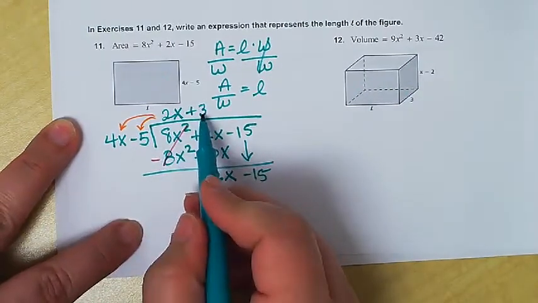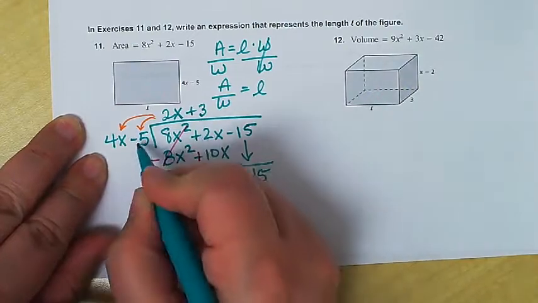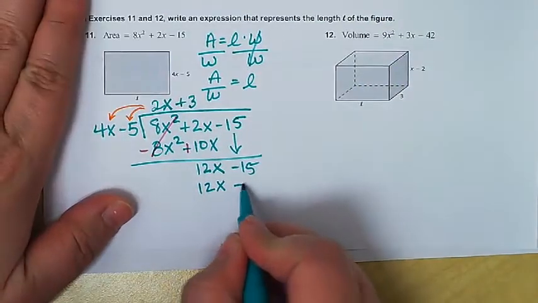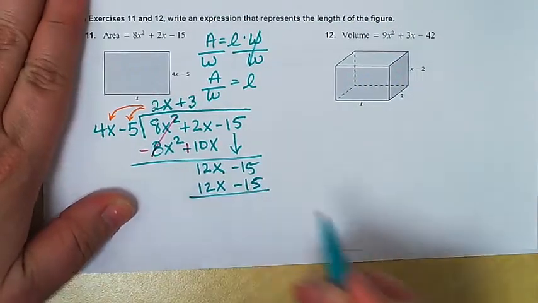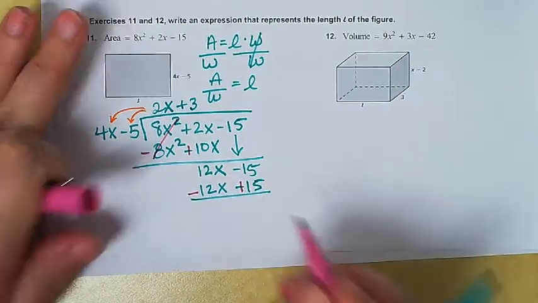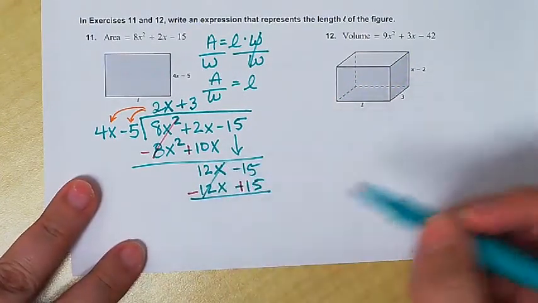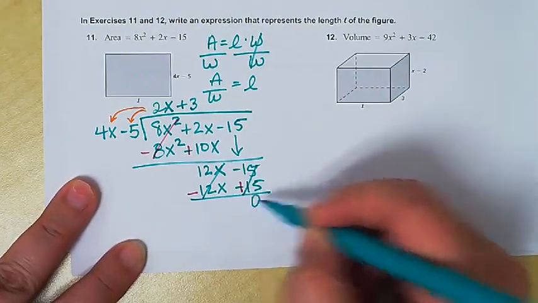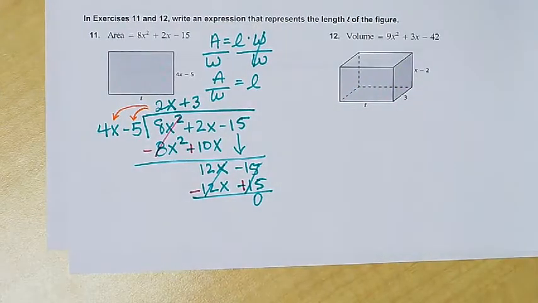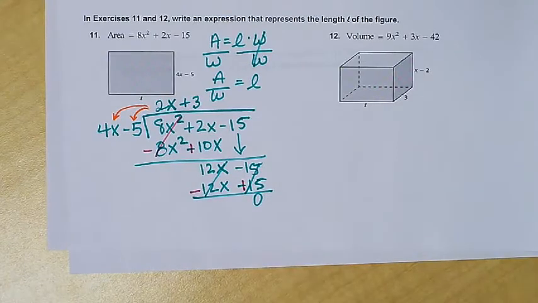I distribute it down. So 3 times 4x is 12x. And 3 times a negative 5 is a negative 15. Through subtraction, I switch both signs. So this cancels, which it should, and this cancels, which is fine, because we probably expect this to go in evenly since that area was the product of the two. There probably wouldn't be a remainder.